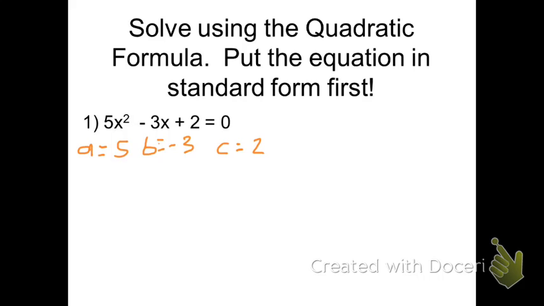Alright, your next step is to write the quadratic formula. So, it's the opposite of b, plus or minus the square root of b squared minus 4ac, all over 2a. Now, that's kind of hard to memorize. I kind of got it down now because I'm a math teacher, but back when I was first learning this, I always found it difficult to memorize. So there's a couple different ways you can memorize it.